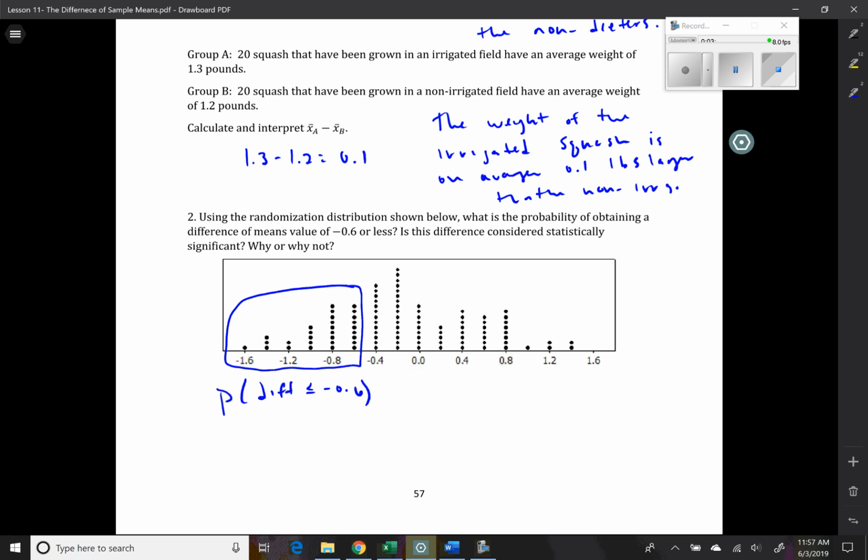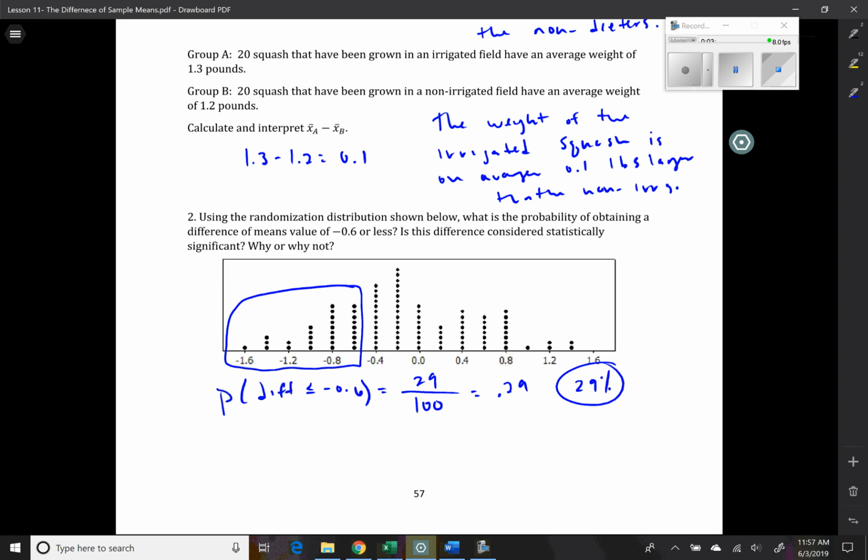So we need to do some counting. If I quickly count up all those dots in my blue box, I see there are 29 of them. And we need to calculate how many total dots there are. A lot of times it'll tell you in the problem that this has been simulated 100 times, 200 times, 300 times. This one didn't, so you had to count up all the dots. There are 100 dots here. So I get 0.29, which is a 29% chance of happening.